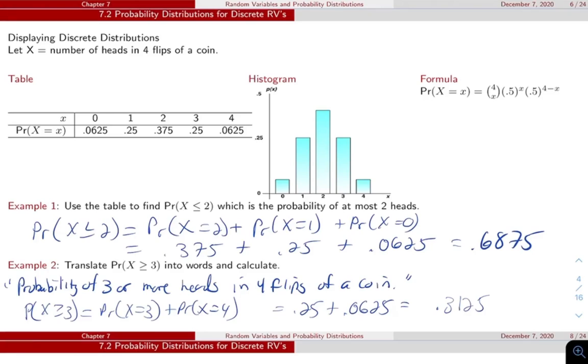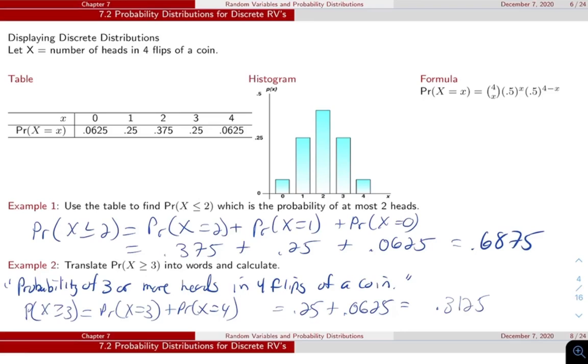Now we're going to focus in on the y values, the probabilities, to answer questions. Question 1, use the table to find the probability that x is less than or equal to 2. That's saying, what are the chances that I get 2 or fewer heads in 4 flips of a coin? It's not hard to look at the table and see that I need these 3 numbers. If x is less than or equal to 2, that means x can equal 2, or 1, or 0. Grabbing those probabilities off the table and adding them together, the probability that you get 2 or fewer heads in 4 flips of a coin is 0.6875.